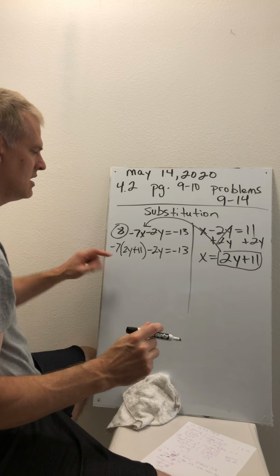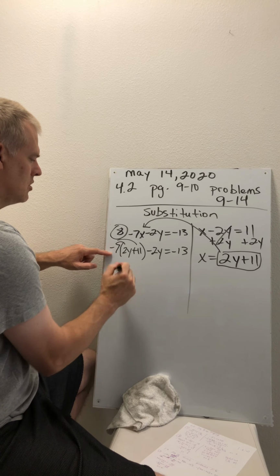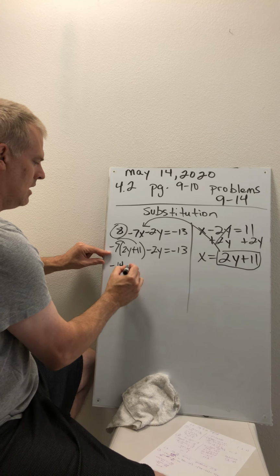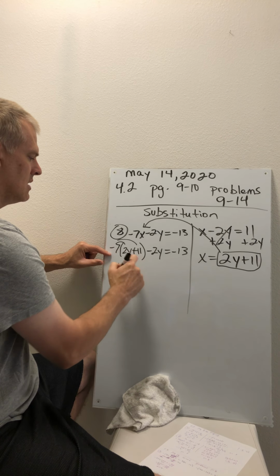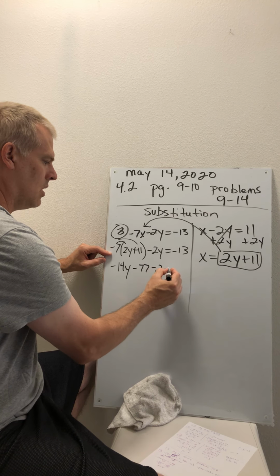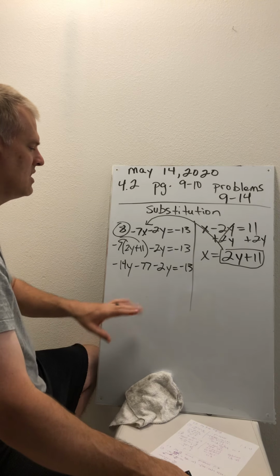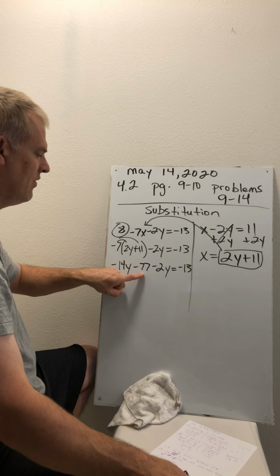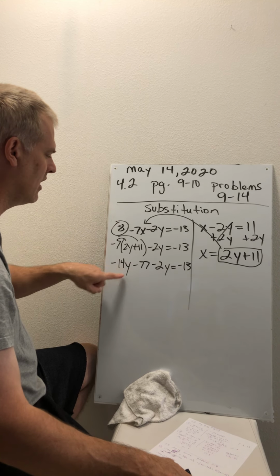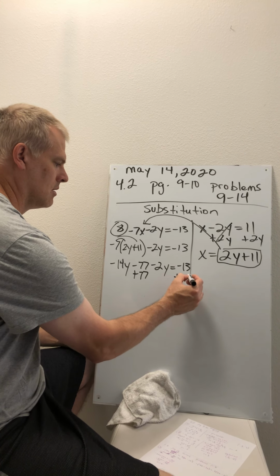So now I'm using the distributive property again. So multiply the negative 7 times the 2y, which is negative 14y. I multiply the negative 7 times the 11, which is negative 77. I drop down the negative 2y equals negative 13. My first step I always do is move the number away from the two variables. So what I'm going to do is add 77 to both sides.